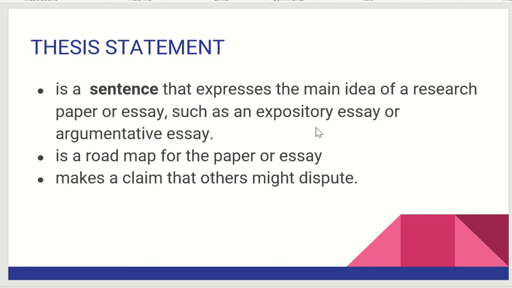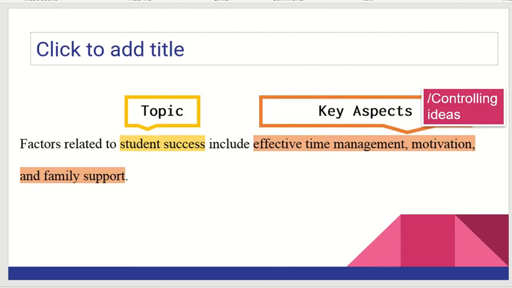Let's look further. What does it mean by that? So this is one example of a thesis statement. Factors related to student success include effective time management, motivation, and family support. So for your thesis statement, it actually has two components. The first one, you have to include the topic. The topic is student success, or factors related to student success. And then we have the key aspect, or the controlling ideas. These are the controlling ideas. The first one is effective time management.